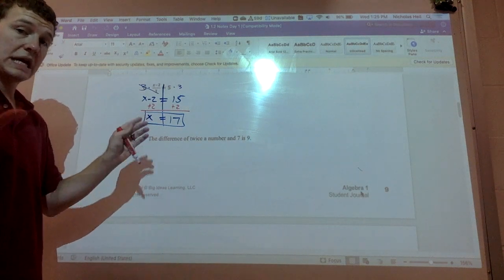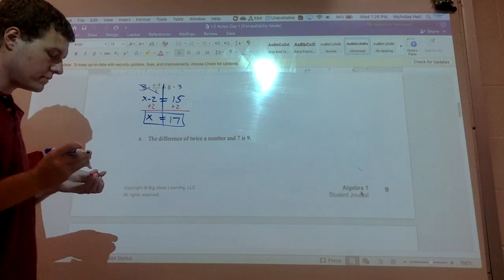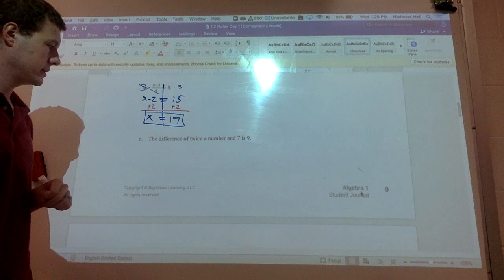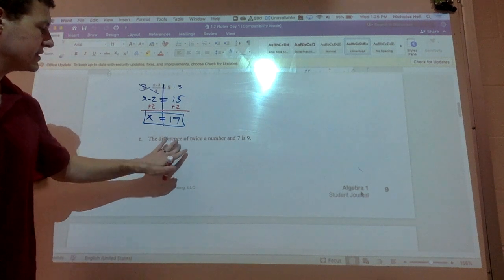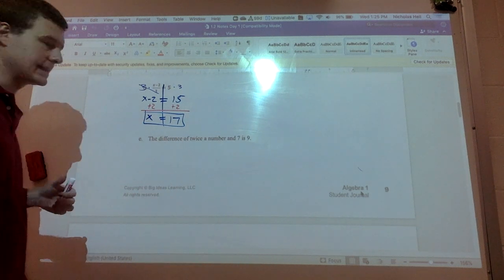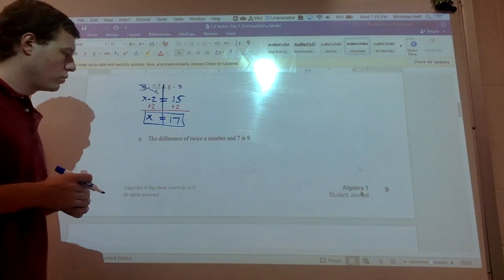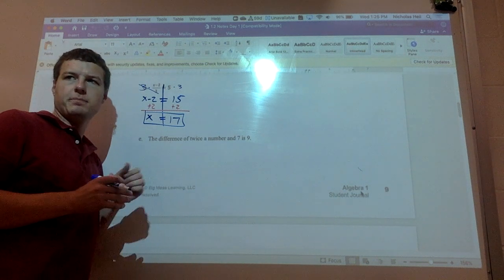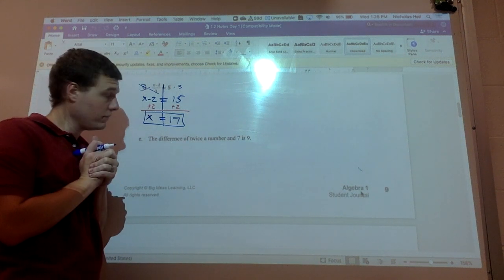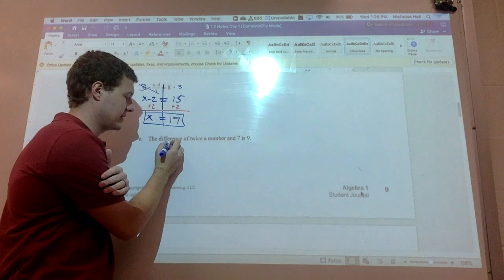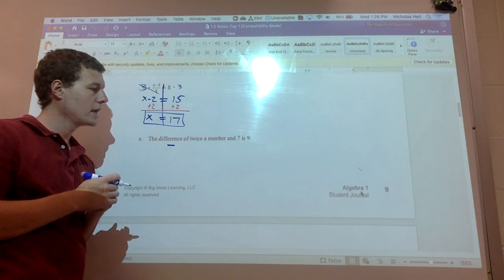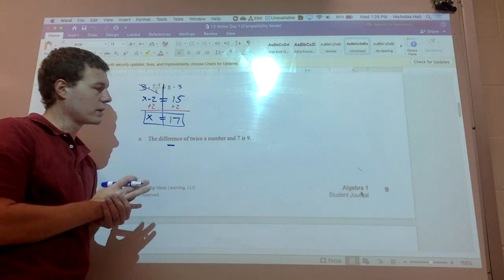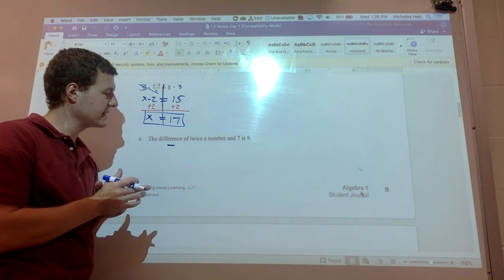We do have words. Take our time through this. The difference of twice a number and 7 is 9. Okay, so what we need to work on is how do we actually turn this into a sentence? The difference. What does difference mean in mathematics? Hopefully you remember that means subtraction. I'm going to keep going and identifying other words that I can work with, and hopefully we can make sense of this in a second.